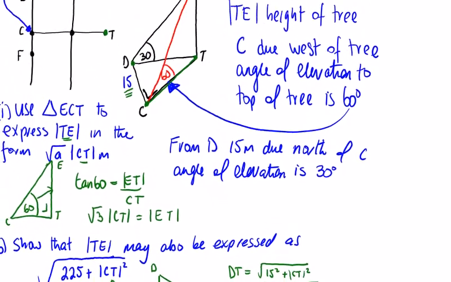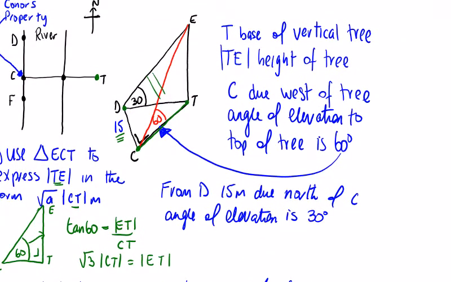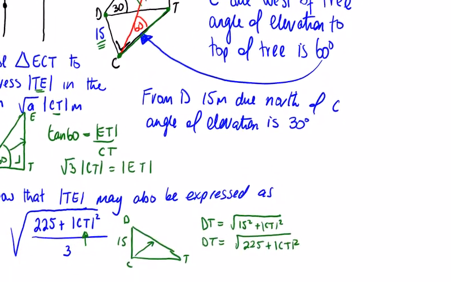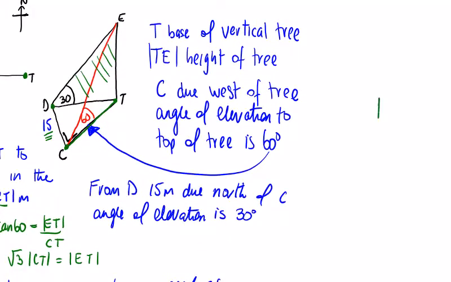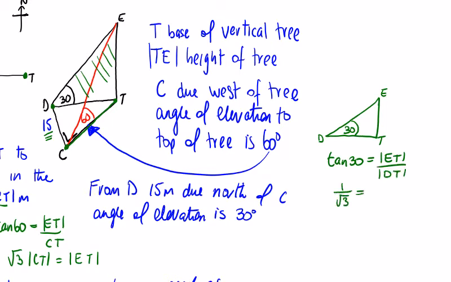Now we need to go back up into the other triangle, this one here. We have a 30 degree angle in there. Let's come off to the right here just so we can see it. We have a 30. We have ET. We're looking for DT. So we can say that the tan of 30 is equal to ET over DT. Tan of 30 is 1 over root 3. That's equal to ET over DT.